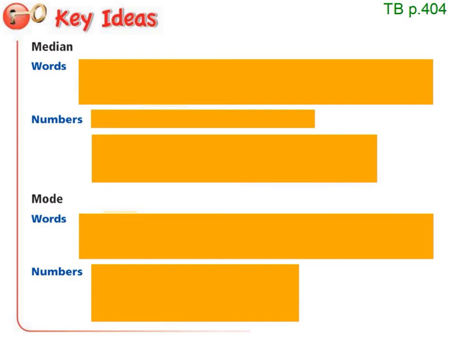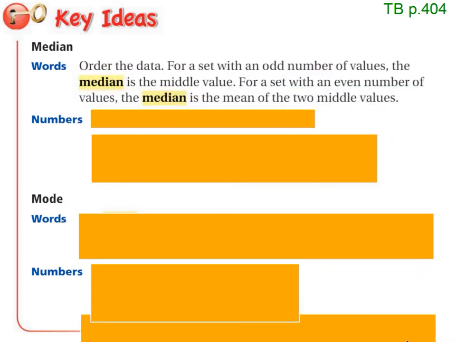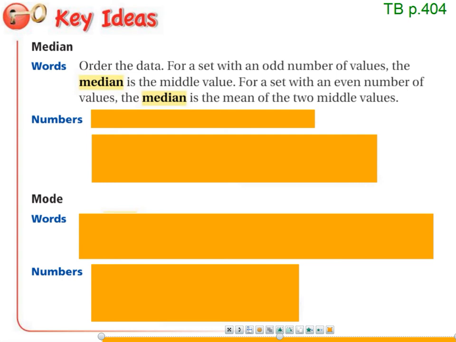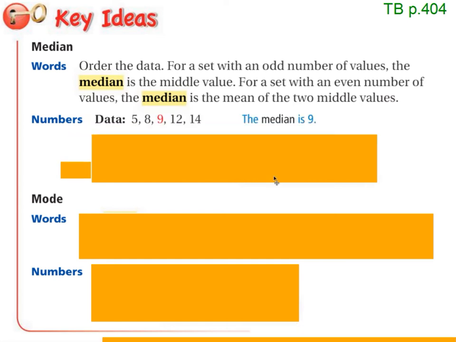Now, we've already studied mean, so I'm going to spend time today talking about median and mode. As we just mentioned, the median is the center of the data set. We always have to order the data from least to greatest. If the data set has an odd number of values, then the median is the middle value. For a set of data with an even number of values, the median is the mean of the middle two numbers. Now I'm going to show you an example of each.